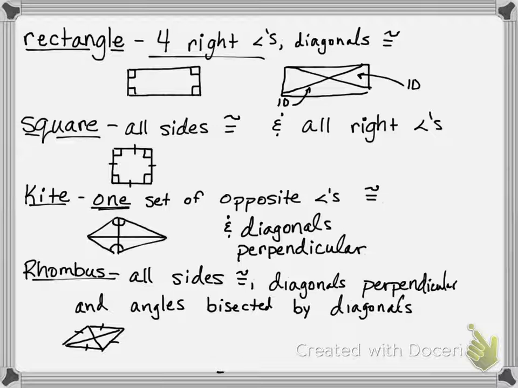A kite, the big thing is one set of opposite angles are congruent and their diagonals are perpendicular. So you know that you have a right angle there in the middle where those diagonals meet in a kite.